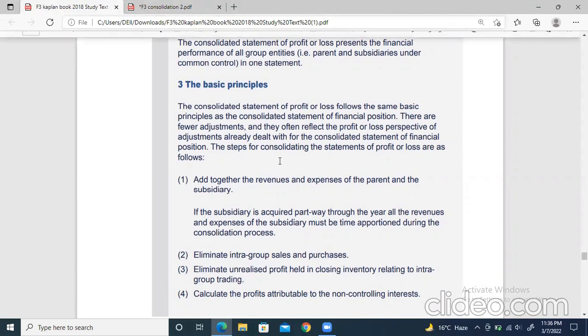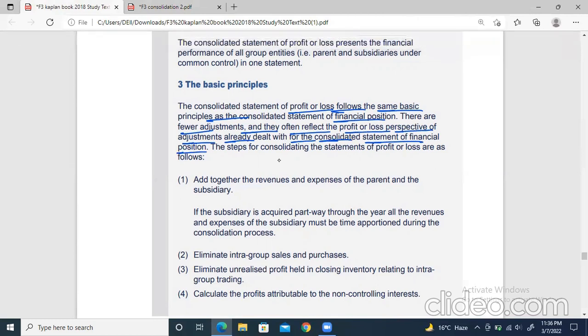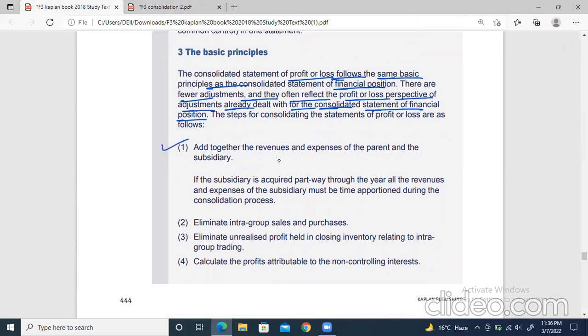So, consolidated profit or loss. The consolidated profit or loss follows the same basic principles as the financial position. Again, it's the same thing. There are fewer adjustments, and they often reflect the profit or loss perspective of adjustments already dealt with for the consolidated statement of financial position. So a lot of things we have already looked at before, right? Let's see some examples, like add together the revenues and expenses of parent and subsidiary.